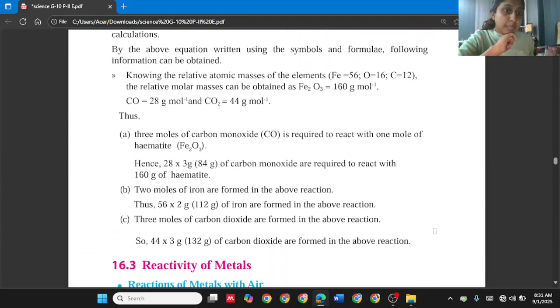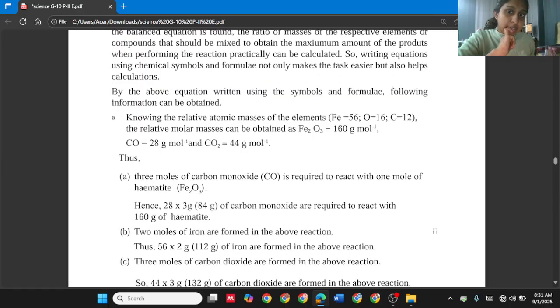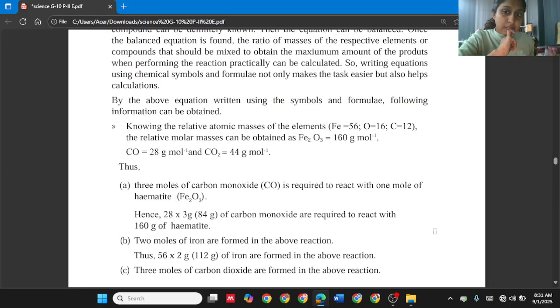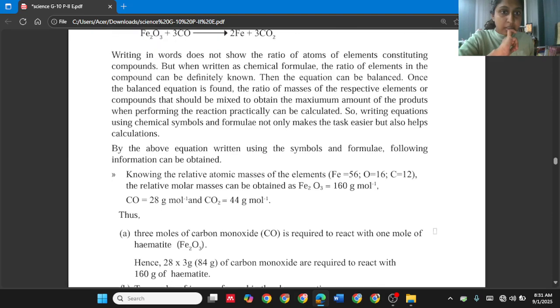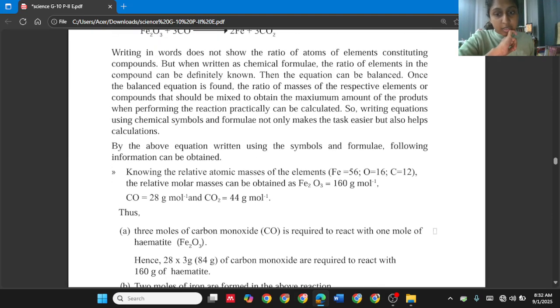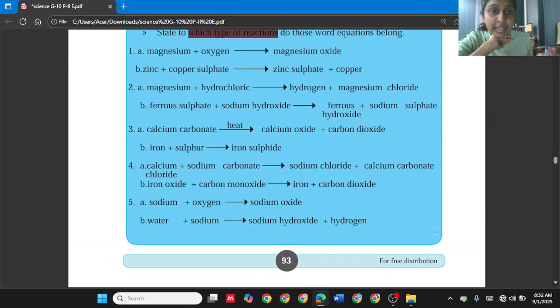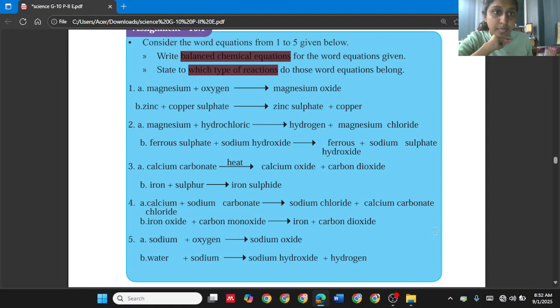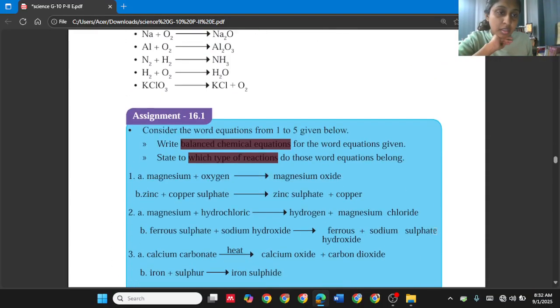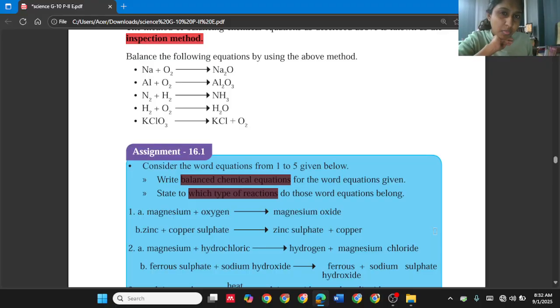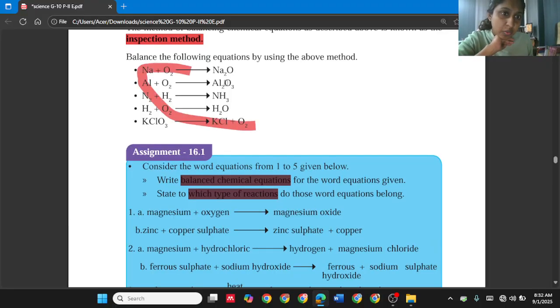I'll discuss the other part later. Here we have molecular weights and other things, so I'm going to discuss it later. Today I'm going to stop here, so do this assignment and the given corrections.